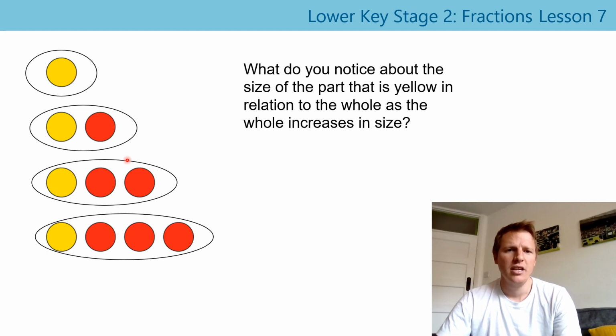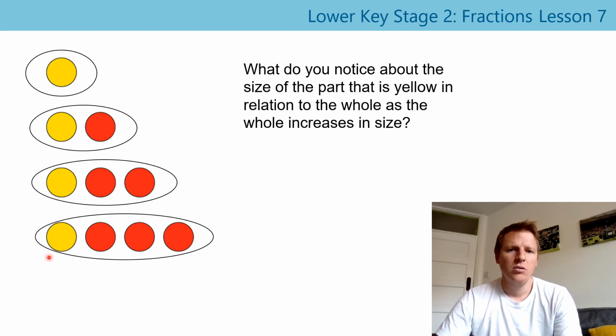In the third image, the parts are all equal in size. There's still one yellow counter, but now the other part, the red part, has become larger. There's now one more red counter. So in relation to the whole, this is now one of 3 counters, and before it was one of 2 counters. Let's look at the fourth image.